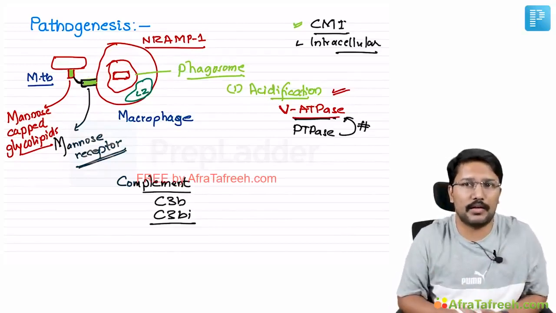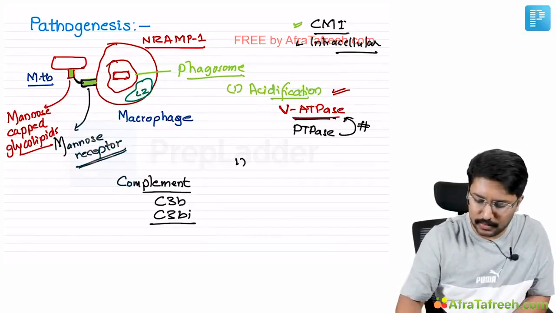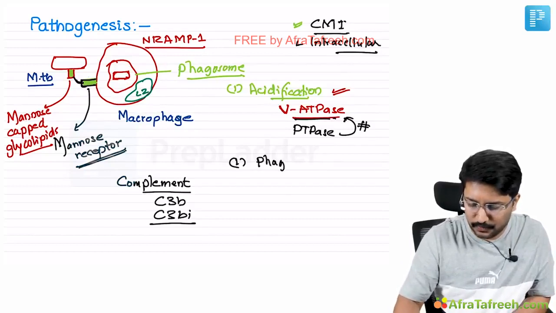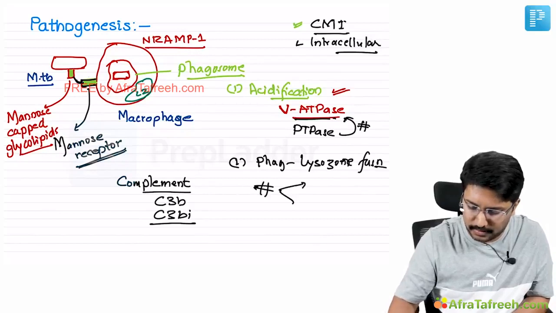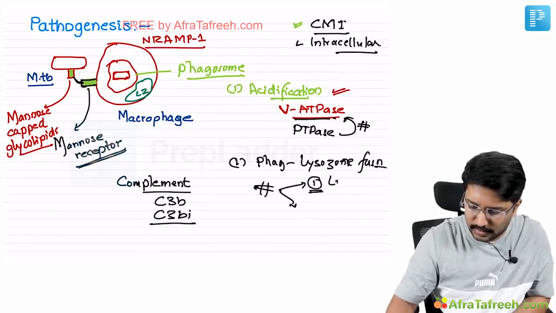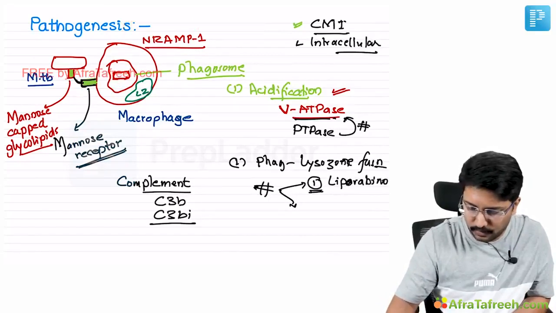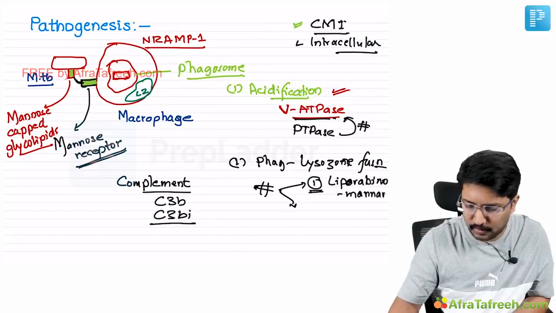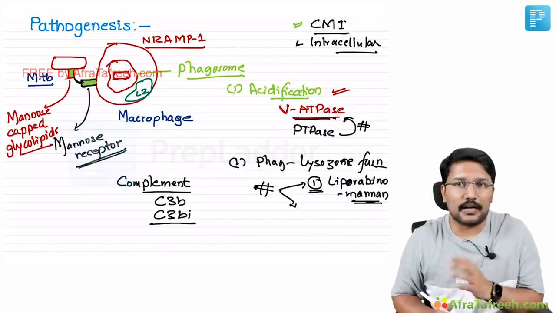But fusion is prevented by the mycobacteria. There are two factors which prevent the fusion. The second one is phagosome lysosome fusion, right? So this fusion is inhibited by two factors of the mycobacteria. Factor number one is the presence of lipoarabinomannan. Okay, so what is this lipoarabinomannan? It's a substance which actually inhibits the rise of intracellular calcium.